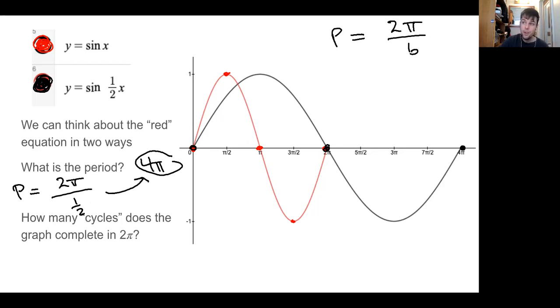Again, the other way to think about this is how many cycles does it complete in a standard 2 pi? Well, in 2 pi, it doesn't even complete a full cycle. It only does a 1/2 cycle, which is b, right? B cycles in 2 pi. So there's 1/2 of a cycle in 2 pi here. All right.